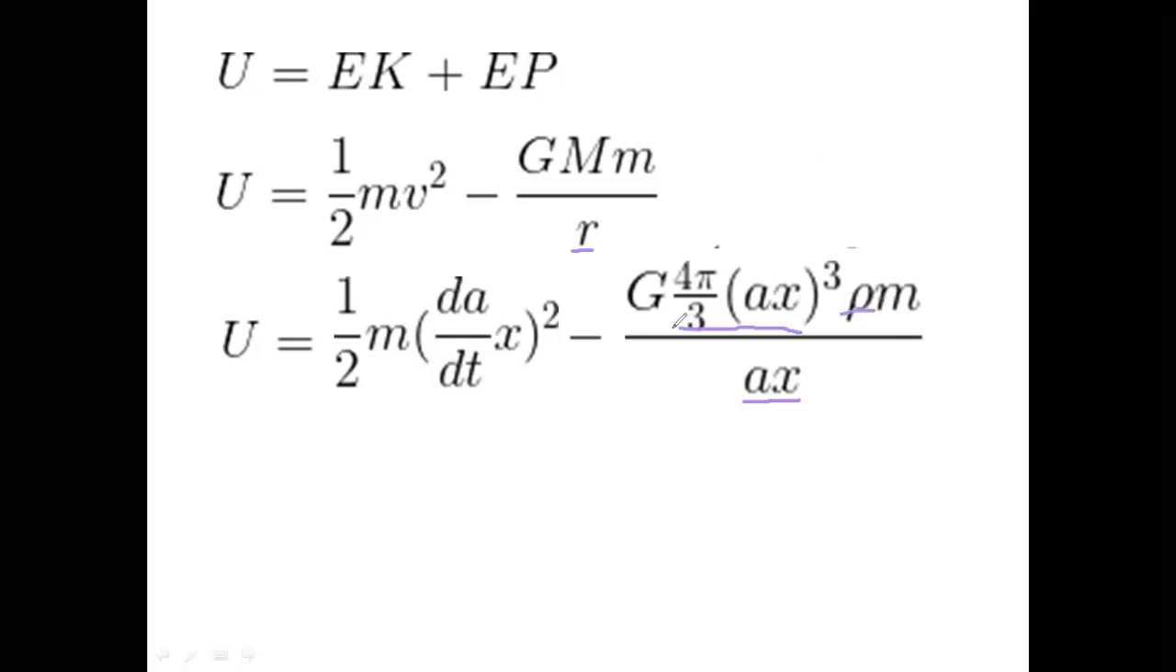Again, we're going to assume that the universe is a sphere, such that the volume is 4 pi over 3 r cubed, or in this case, ax cubed. And we also have to take into account that velocity is just dr over dt. And because r is equal to ax and a is a function of t, or scale factor is a function of time, you can just differentiate the scale factor with respect to time. You can get the velocity.